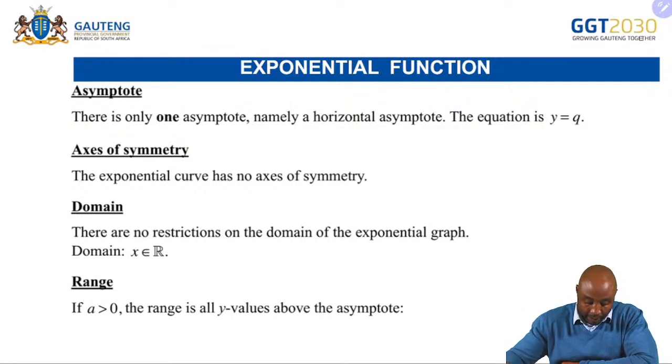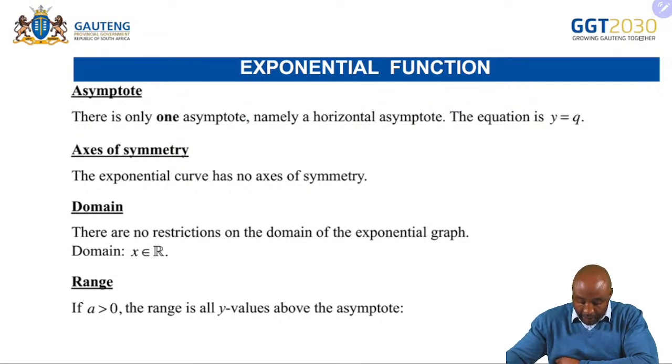We are able to see that. There is no restriction on the domain of the exponential graph. So our domain, x is an element of real numbers. x is an element from negative infinity to positive infinity. The range is given by a greater than.